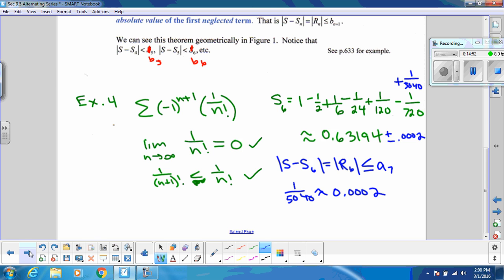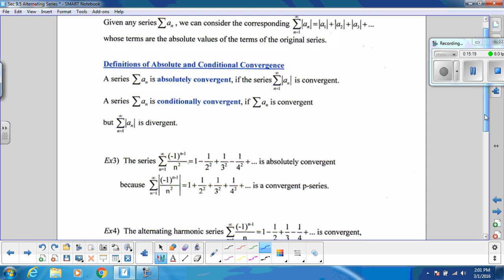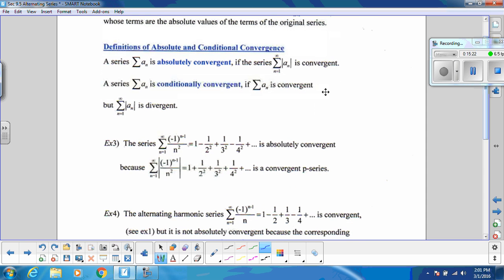The other thing we need to talk about in this section is absolute and conditional convergence. Absolute means exactly what you think. We're going to be taking the absolute value of all the terms. If I have any series, alternating or not, we can consider the corresponding series where we take the absolute value of each term. This is just a classification. We call a series absolutely convergent if, when we take the absolute value of all the terms, that series is convergent. I'll give you some examples in just a minute.